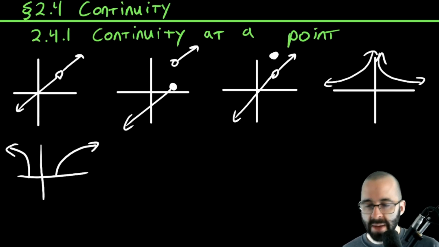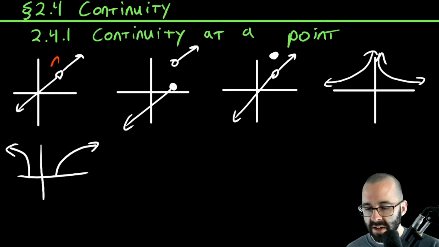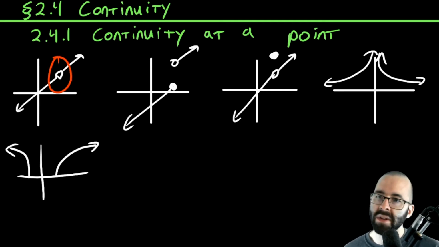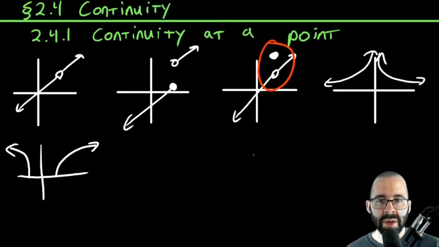So again, all these examples of discontinuity fail something. These are all discontinuities. What do they fail? Here, the limit exists, but the function doesn't. Here, the limit doesn't exist. Here, the limit and the function both exist, but they're not equal.